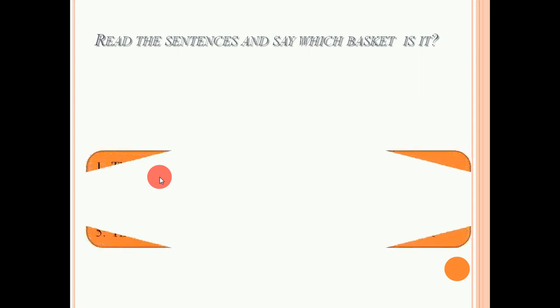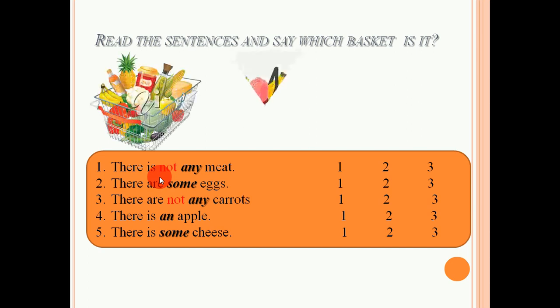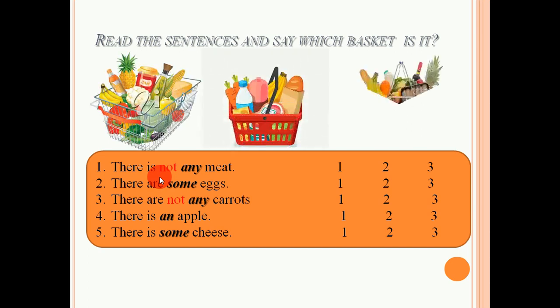الخطوة الثانية. I want you to read each sentence of these 5 and tell me which basket represents each sentence. كل جملة على أما سلة تعبر. This is basket number 1, this is basket number 2, this is basket number 3. There is not any meat. وش رأيكم؟ In which basket there is not any meat?